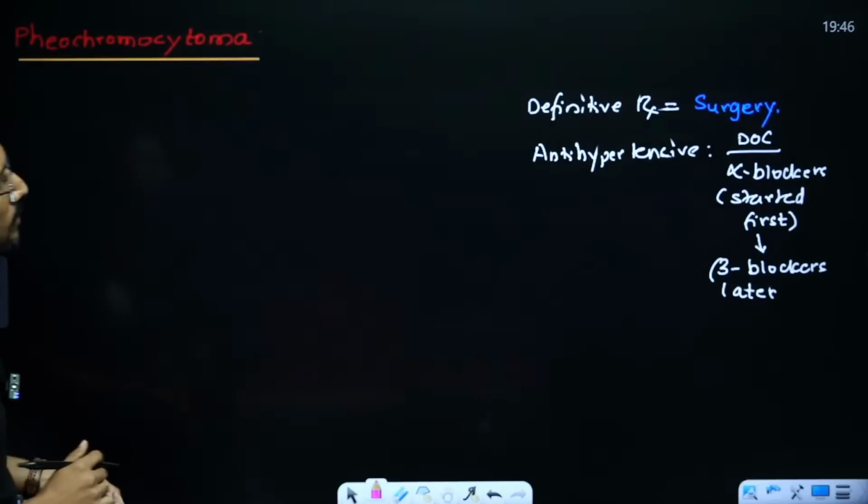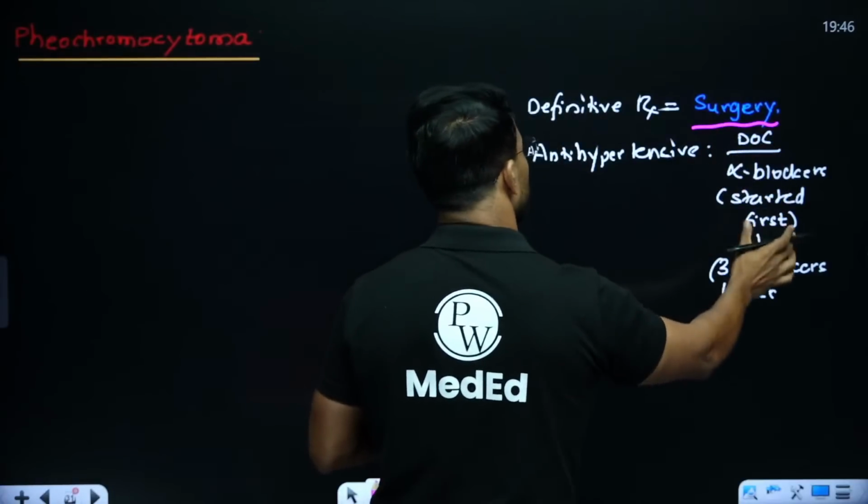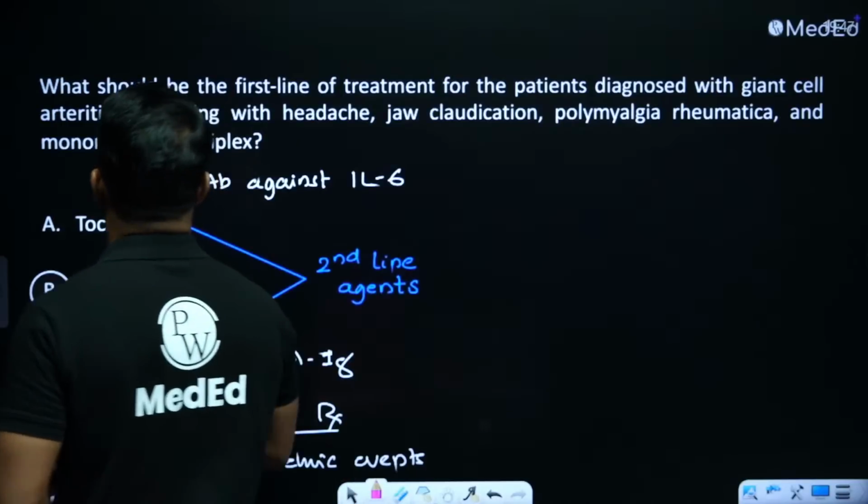Okay, so the same points that we discussed. Definitive treatment is surgical removal. Treatment is first started with alpha blockers followed by beta blockers. Okay.